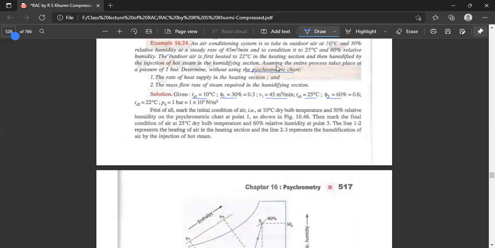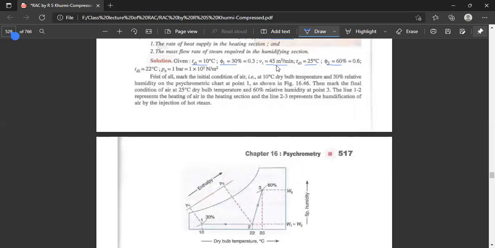First of all, mark the initial condition of air at 10 degrees centigrade dry bulb temperature and 30% relative humidity on the psychrometric chart at point 1. We are using this psychrometric chart here to find the different points. Then mark the final temperature of the air at 25 degrees centigrade at point 3. So first we point 10 degrees centigrade here and the 30% relative humidity line on it. This is point 1. At 25 degrees centigrade and the 60% relative humidity line, this is point 3.